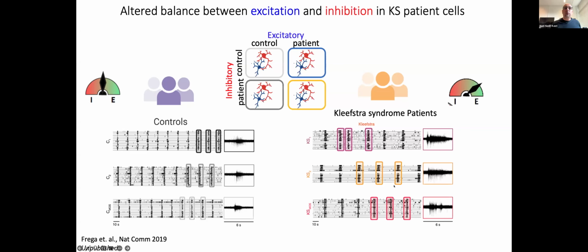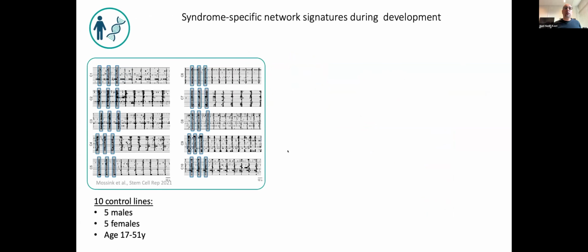This example here is only with excitatory cells, but when we did the combination, as you see here, when we even add more inhibitory cells, the phenotype even gets worse. So our conclusion is that the inhibitory cells work less well, and that there is a more excitation-driven direction in the Kleefstra syndrome patients in the dish. So we can now do that for Kleefstra syndrome patients, but we can also do that for a larger panel of patients.